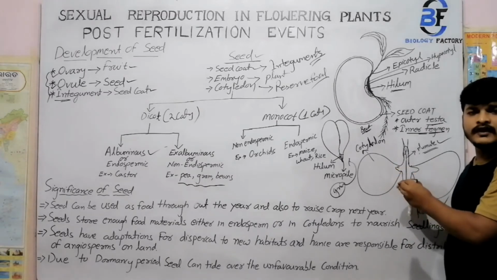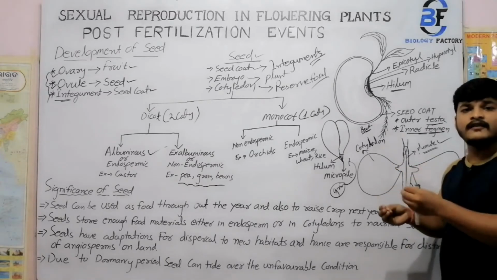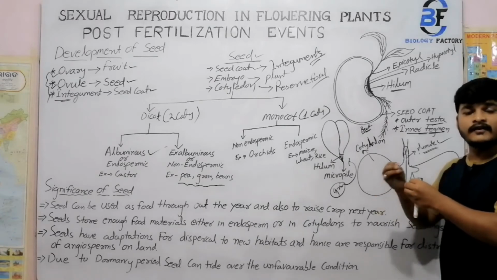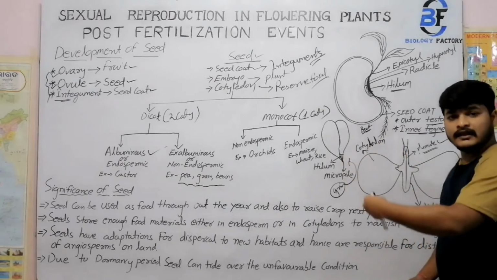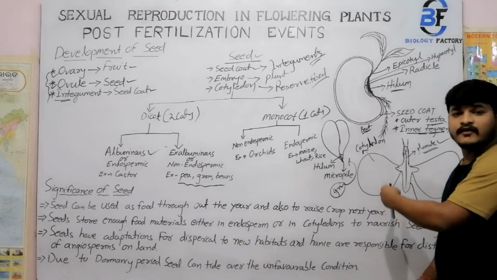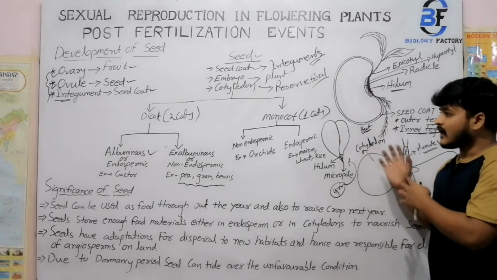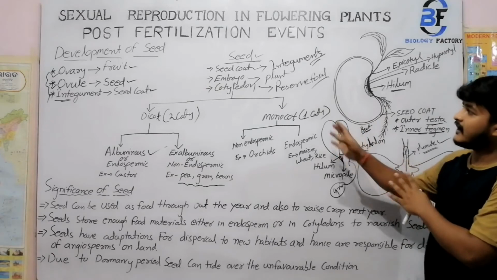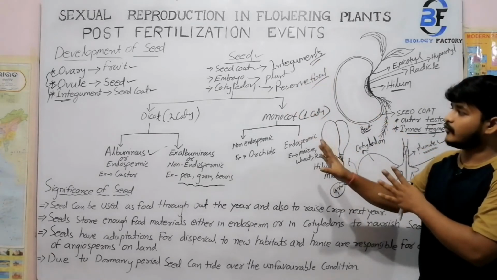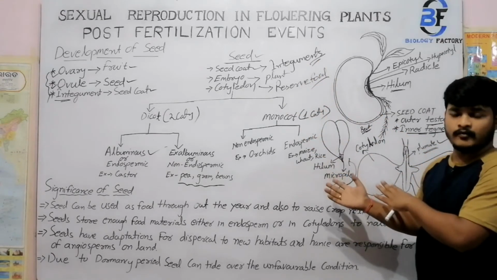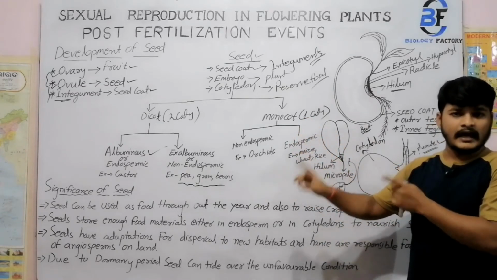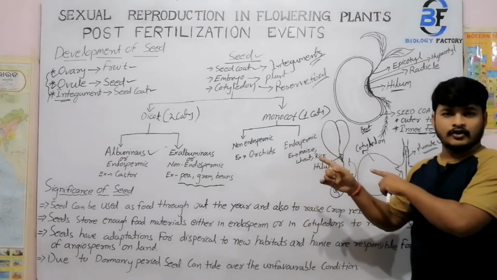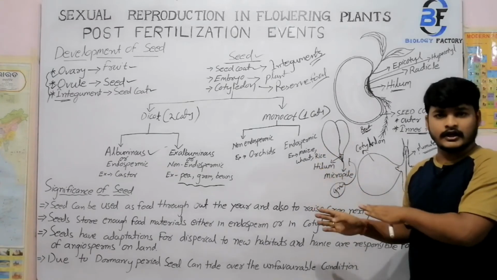It reserves the food and gives nourishment during the developmental stage. That means when germination takes place, the nutrient medium is transferred from the cotyledon. So, on this basis, we divide seeds into two types: dicot and monocot. Dicot is further divided into two types: one is albuminous or endospermic, and another is ex-albuminous or non-endospermic.